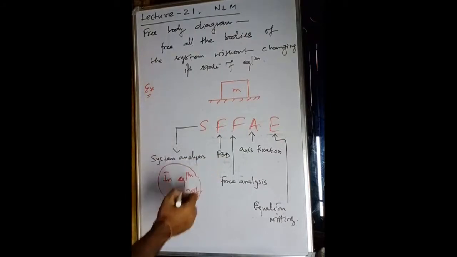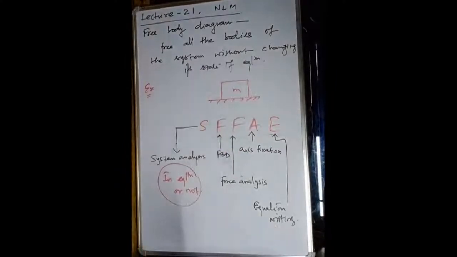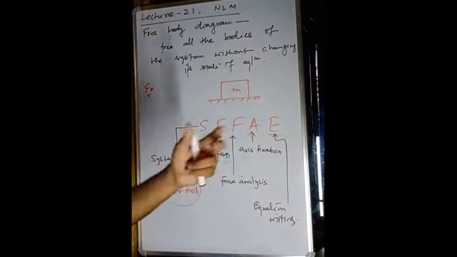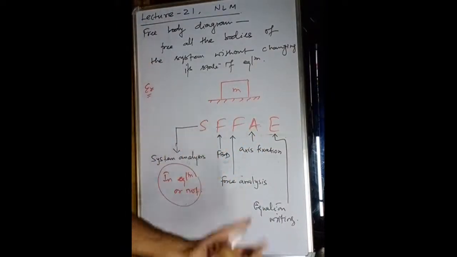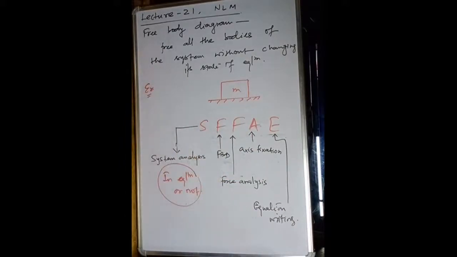The second, free body diagram, which we have studied right now. You have to free all the bodies of the system by applying the minimum contact forces so that the system remains in its former condition. If it is at rest, it should be at rest. If it is in motion, then it should be in motion. You can apply this free body diagram to all types of bodies, whether in motion or at rest.